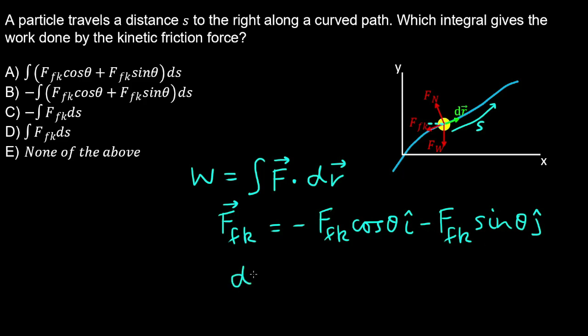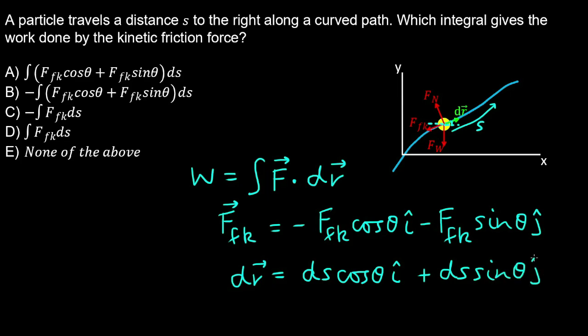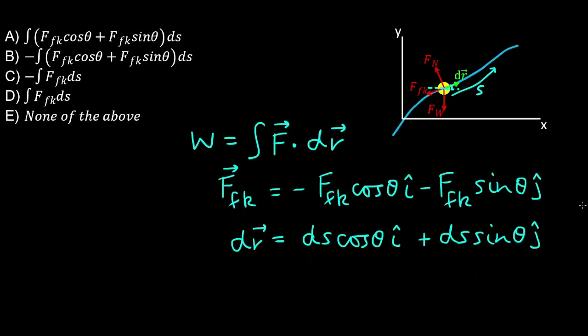And the displacement vector can be written in a similar way. So the magnitude of the displacement vector by cosine theta in the horizontal direction, so that's the component in the x direction, plus the magnitude of the displacement vector by sine theta being its component in the vertical direction. And therefore the work done by the kinetic friction force is equal to the integral of the dot product between the kinetic friction force and the displacement vector.